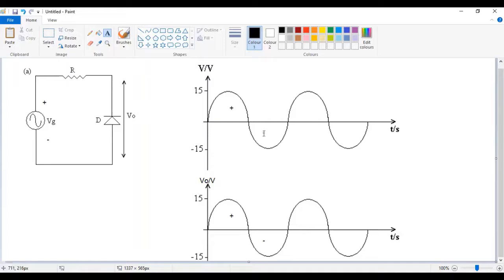On the other hand, when you have the negative half cycle there, one way you can think of this is that the polarity is now reversed here.